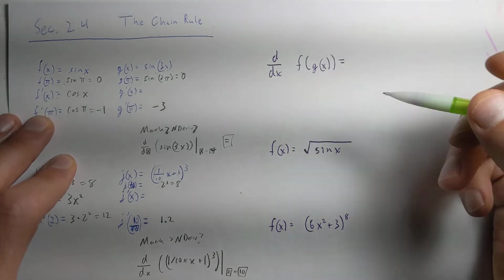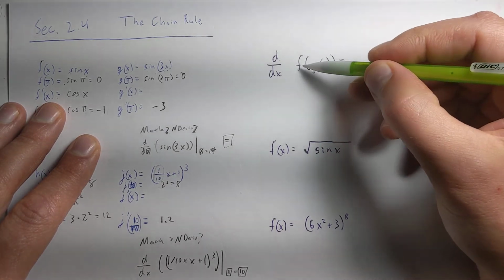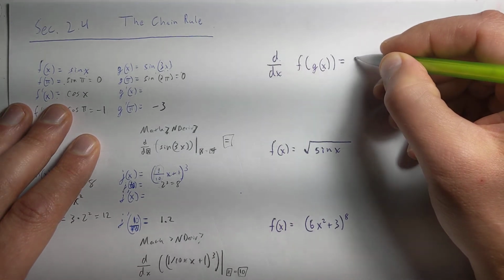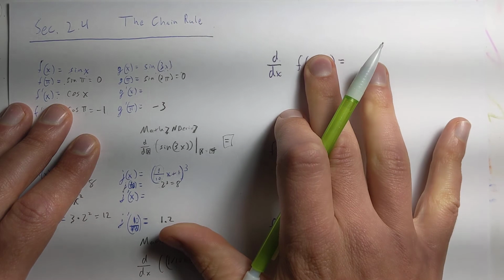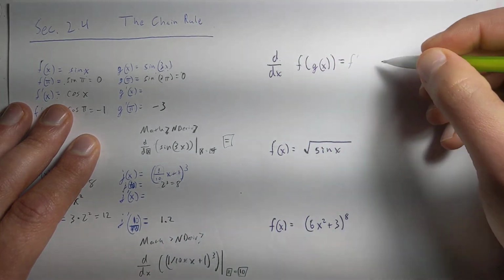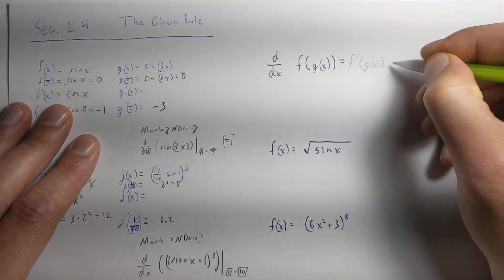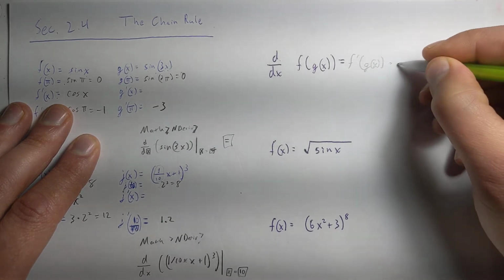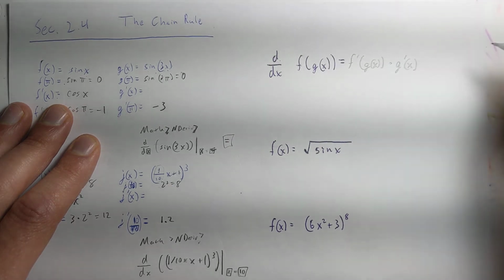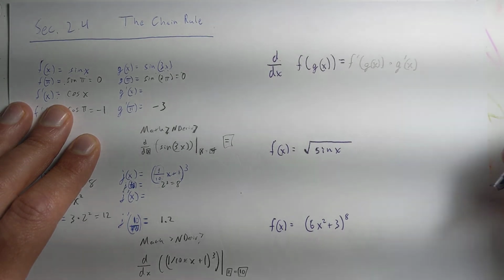So what's the answer to this? Here's why. The derivative, if you've got a function inside a function here, we're going to take the derivative of the outside function. So we're going to ignore what's in here for right now. Okay, we're just going to ignore it. The derivative of f would just be f prime. We're going to leave the inside alone. And then we're going to multiply it by the derivative of the inside. And that, ladies and gentlemen, is the chain rule.